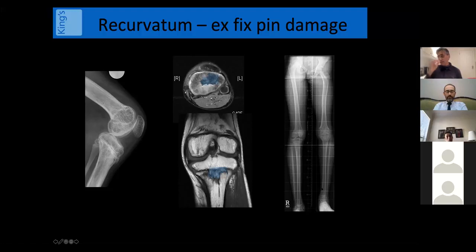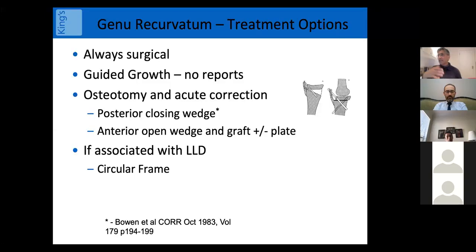So I think when you have leg length discrepancy and angular deformities, circular frames are the best. You can correct both. So we did it with a circular frame. But there are other simple options. I'm not aware of any guided growth procedure, but there might be some. People can put clips at the back and see whether they would correct.